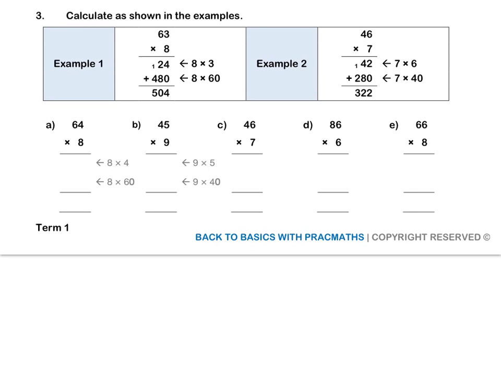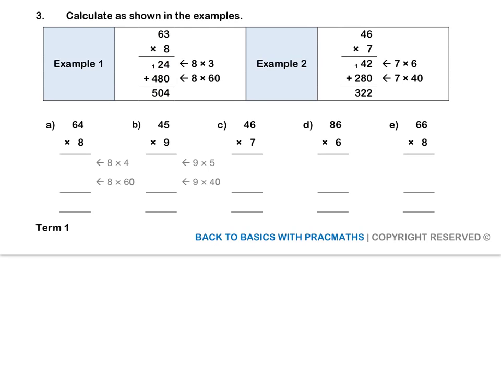8 times 3 is 24. 8 times 60 is 480. We have 4 units. 2 tens plus 8 tens is going to give us 10 tens or another 100. So we carry our 1 for our next 100 and we write down 0. And 400 plus 100 is 500.